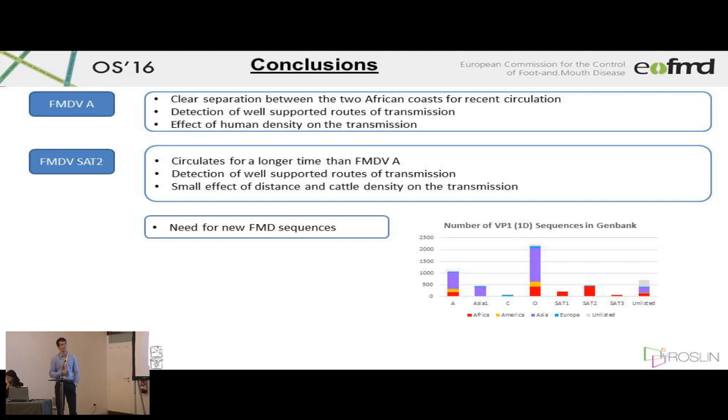But one thing we really need, and that will make us able to have more strong results, is more FMD sequences with strong spatial information, because we need those to be able to detect environmental or anthropological factors in the transmission of the virus. And that's all.